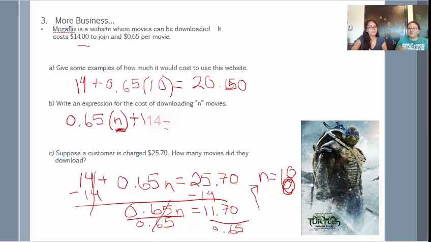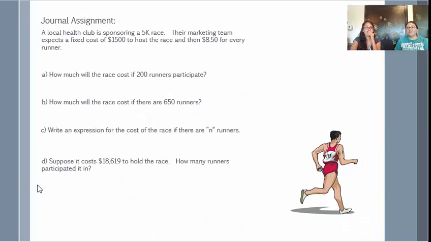All right, great. So now we have journal time. So keep in mind your fixed rate and the variable rate. So for instance, here a local health club is sponsoring a 5K race. Their marketing team expects a fixed cost of $1,500 to host the race, and then $8.50 for every runner. So $1,500 would be your fixed rate, and then your variable rate would be $8.50. So if you follow these steps, you should be okay. Right, thank you.